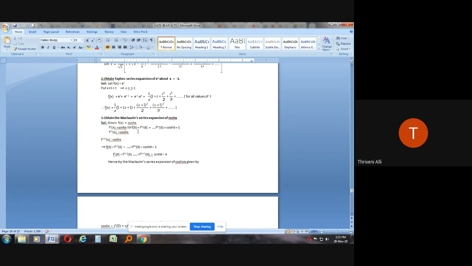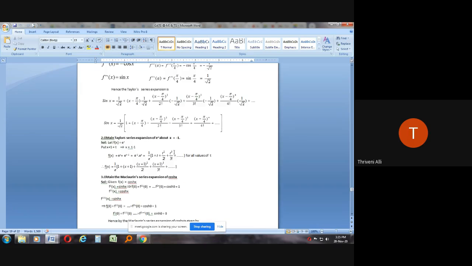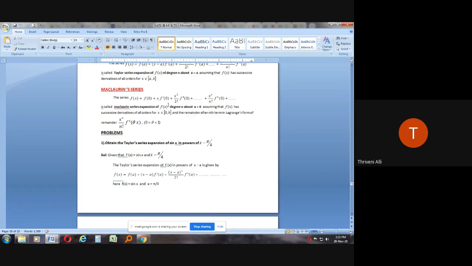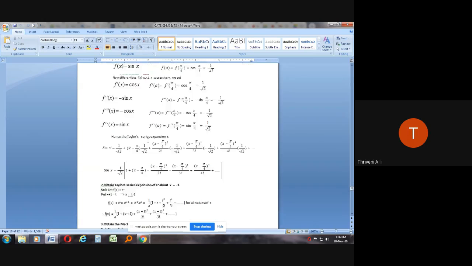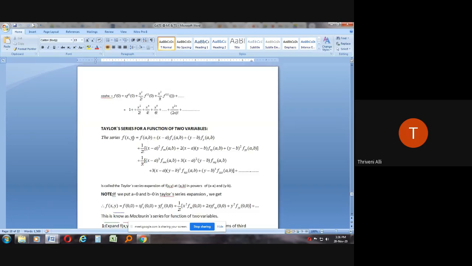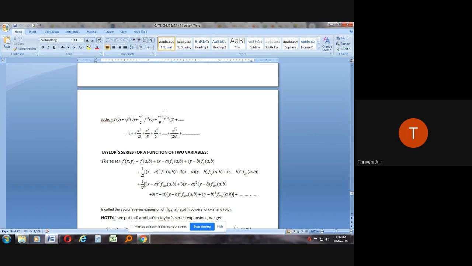By substituting the a value, that is a equal to 0, we get the Maclaurin series expansion. So this is the Maclaurin series expansion. Next, last, Taylor series for a function of two variables. In the previous part we discussed the single variable Taylor series and Maclaurin series.